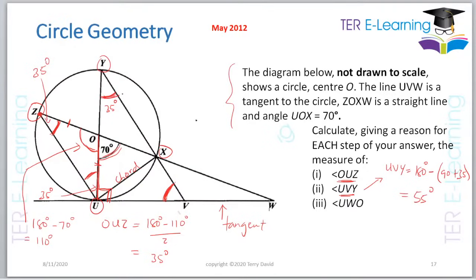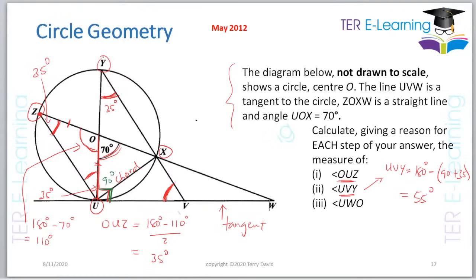If you go back to the rules, go back to your notes from last week, we said angles in the same segment are equal. So this is 35 degrees. Then we know that the angle between a tangent and a radius is 90. This angle here, that is 90 degrees, right?